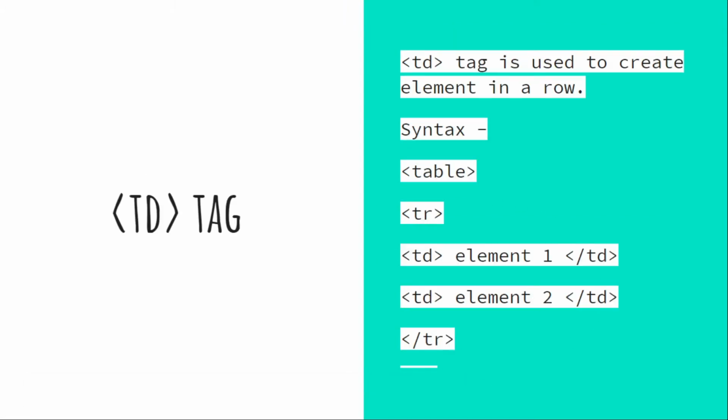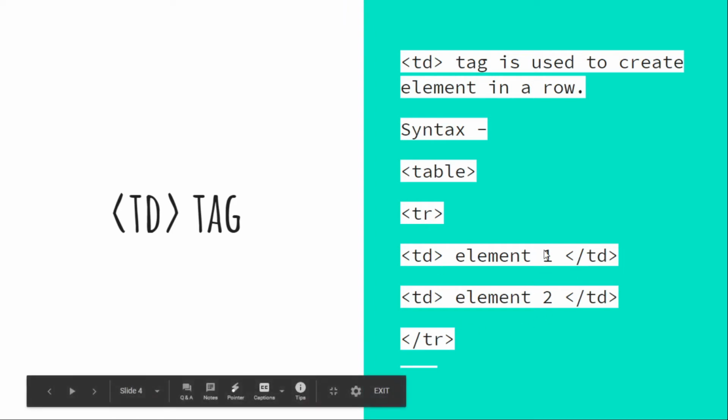Inside the tr tag, we have to create elements just like we have created elements in our list. So, for creating elements in the tr tag, we use the td tag. The td tag is used inside the tr tag and you can see the syntax of the td tag on your screen. And the content that is written between td and slash td is the content that we will see in our table. So here for example, we will be seeing element 1 and element 2 in our table.